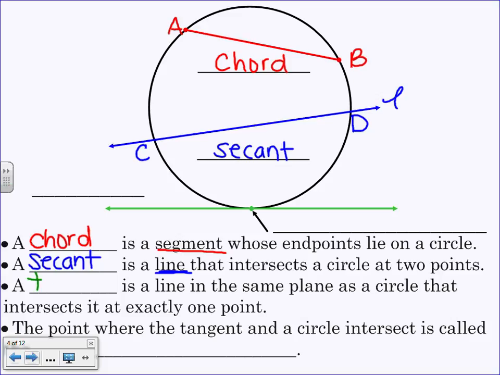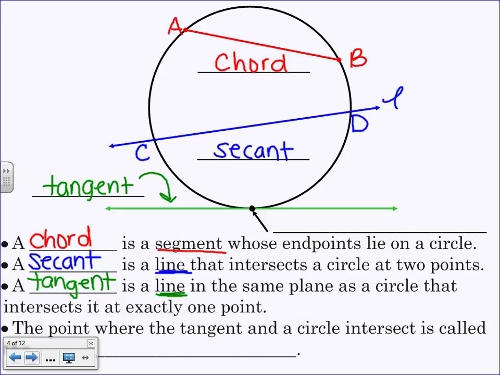And then our last term that we talked about, a tangent. Tangent is also a line, so it extends forever in each direction, in the same plane as the circle, that intersects at exactly one point. So that line only intersects the circle at one point. So this line here is our tangent. And as I said before, tangent lines and the word tangent we're really going to focus on today.